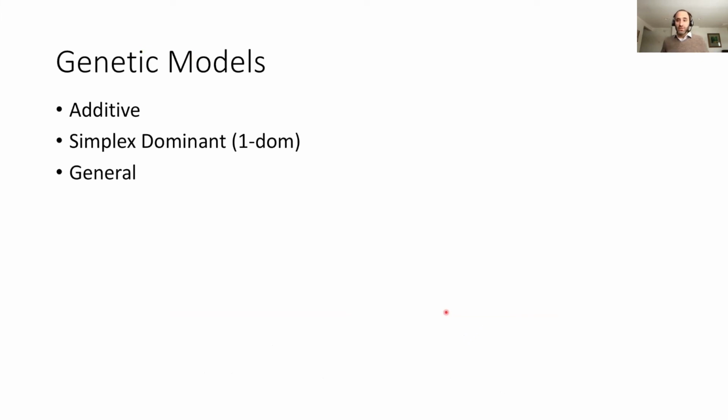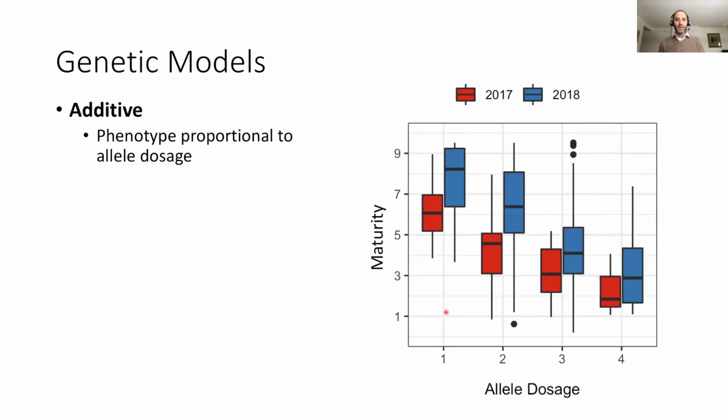So there are a couple different genetic models that can be implemented in the GWASpoly software. The ones I'm going to focus on here are the additive, simplex dominant, and the general model. So the additive model, we've heard several times already in different contexts. It means that your phenotype is proportional to allele dosage. And in this case, the dosage is of the SNP allele or the marker allele.